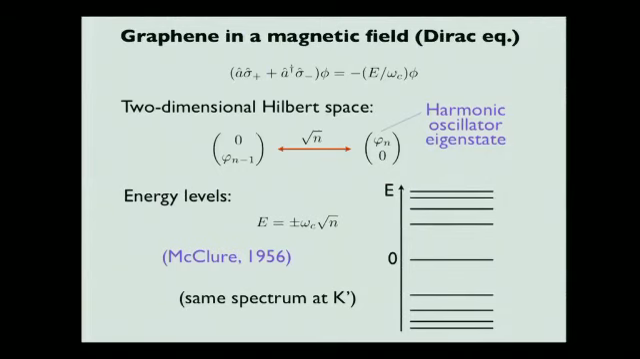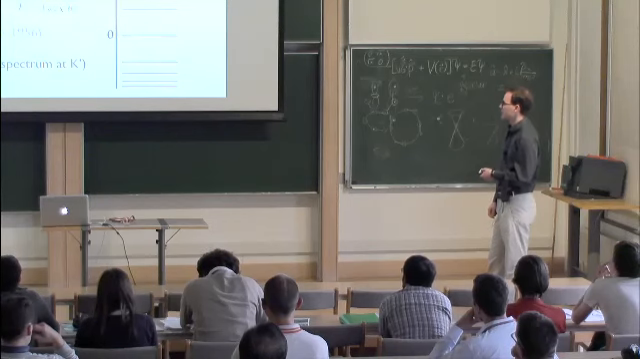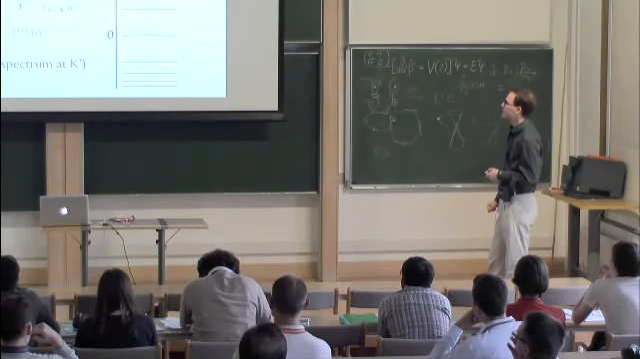So this is the energy spectrum of the 2D Dirac equation in a magnetic field. It has a level at 0 energy and levels at not equally spaced energy levels at square root of n. And again, this was found a long time ago at a time when there was no means of really realizing this in the laboratory. And you would find the same spectrum at K prime, by the way.